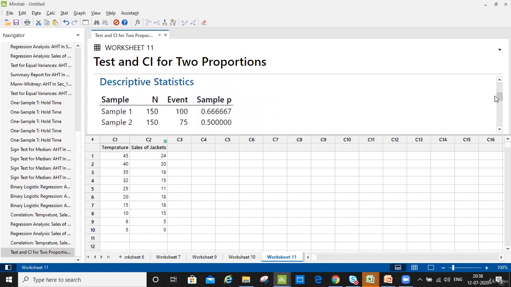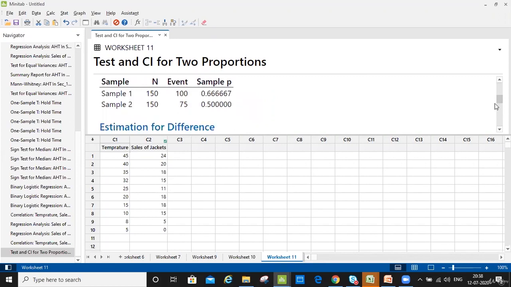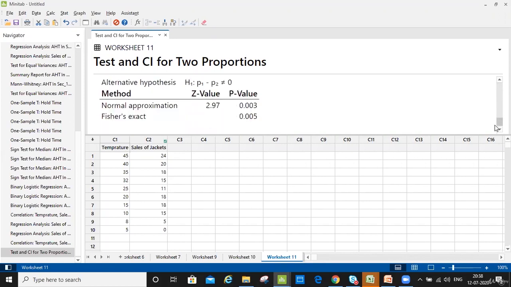So Simar, what would be the value that we would be looking at? The probability. Either of the values? Yeah, either the normal or Fisher. So in this case, the Fisher value is very close to concluding whether it's a null or an alternate hypothesis. And the normal approximation says 0.003.